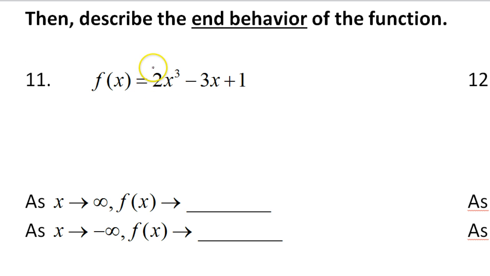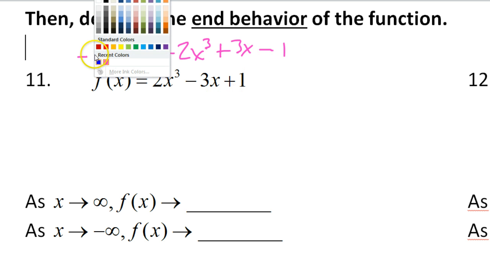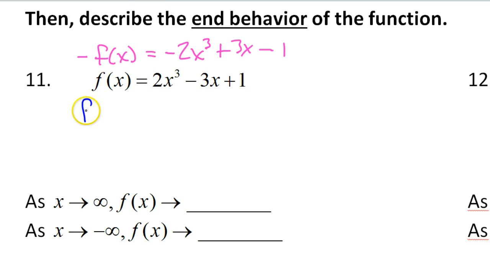The first thing you do is, up above here, probably, go ahead and create the function that is negative f of x. In other words, just multiply everything by negative 1. So that'll be negative 2x to the third power, positive 3x minus 1. Okay? And then, for the sake of completeness, you should also create the function f of negative x. That's the function that you get if you plug in negative x where all the x's go.